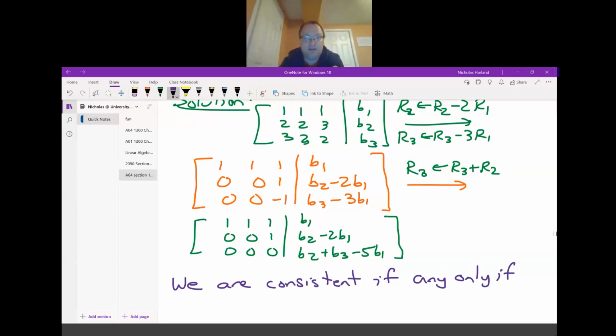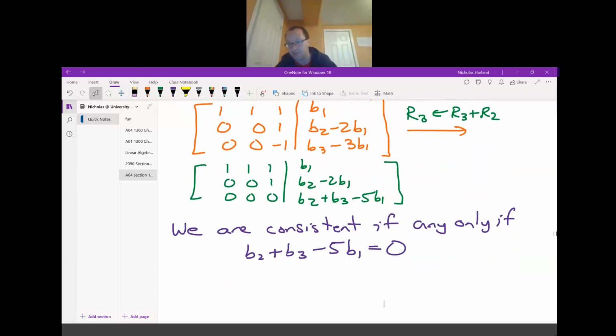The left-hand side and right-hand side of what? That's right, of our last row. In other words, B2 plus B3 minus 5B1 is equal to 0, which is a perfectly fine final answer, although we can write that in a slightly nicer way.